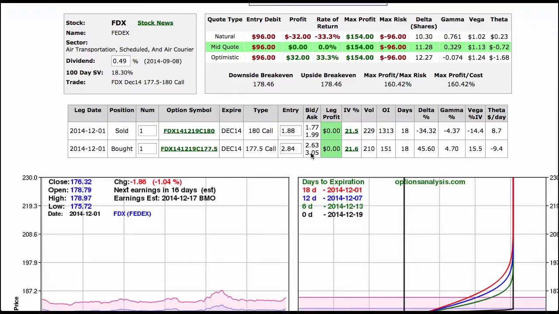So you can see both the bid and ask for the 177.5 call, here at 263 by 305, and then the 180 call, which is 177 by 199. At this point, if I were to actually get filled at both of these prices at this point in the day, I would see no profit or no loss.